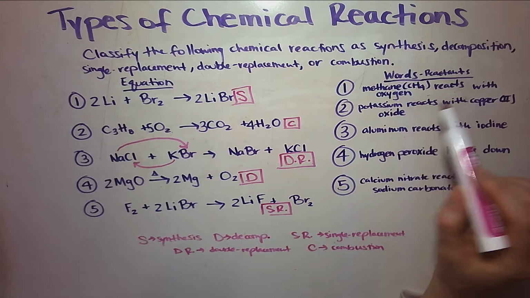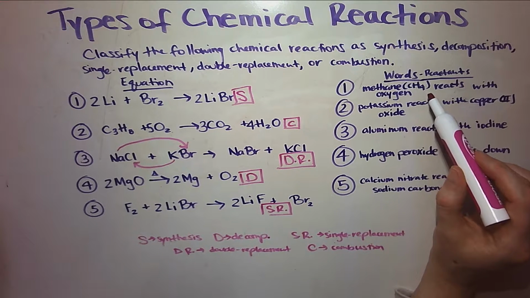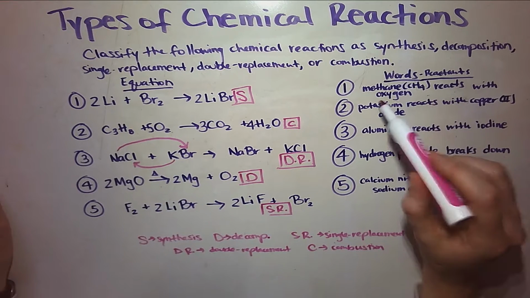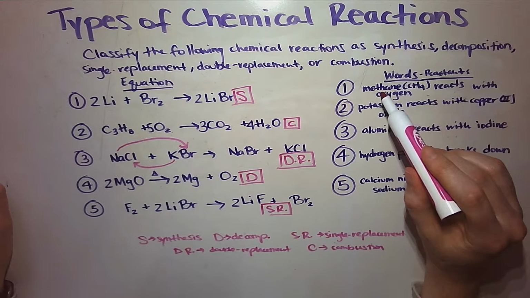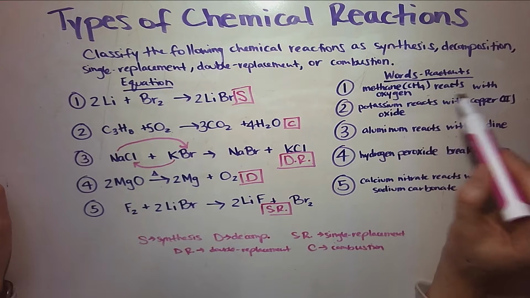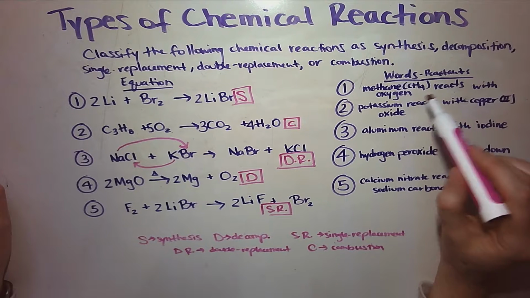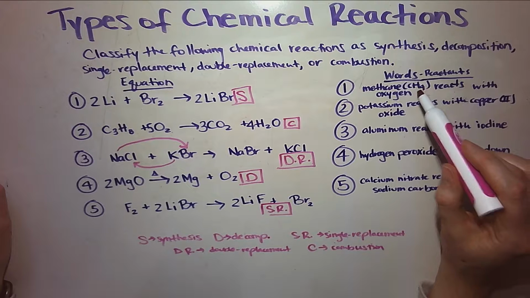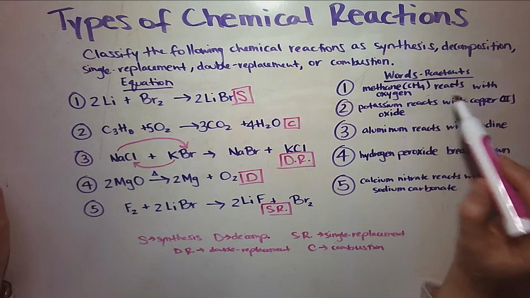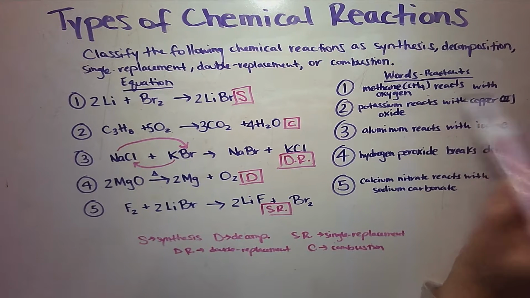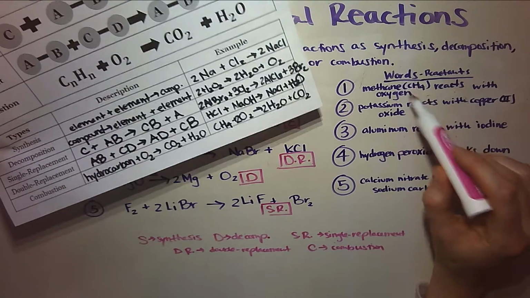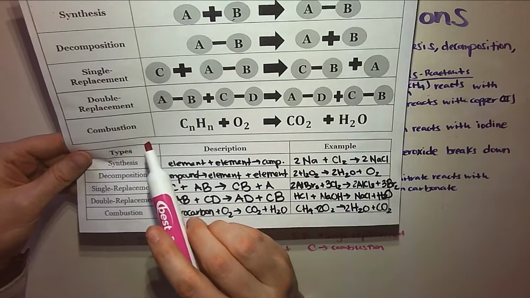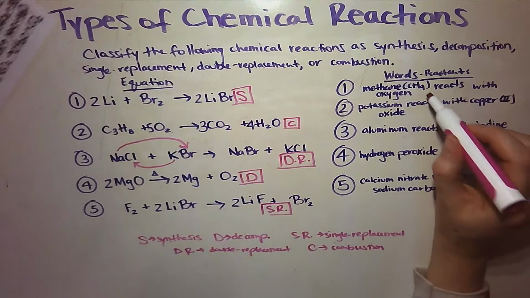All right, number 1, methane, or CH4. And I'm sorry, earlier, this is not ethane, that is propane. My mistake. Okay, carry on. So I have methane, which is CH4, reacts with oxygen. So some compound containing hydrogens and carbons, a hydrocarbon, is reacting with oxygen. So anytime you see a compound containing hydrogens and carbons with oxygen, automatically think of a combustion reaction.